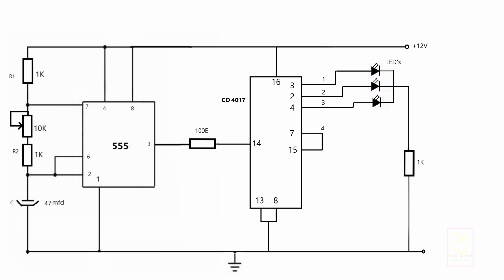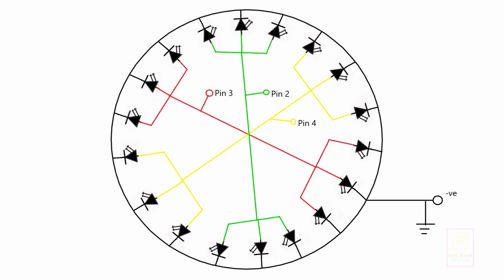As I told in the previous video, assembling the circuit is simple, but making the LED pattern is a tough job. Here we are using 6 LEDs in parallel in each channel. If you have a big circle, then increase the LED count. If the LED count is so huge, then you must use an LED driver using a transistor.